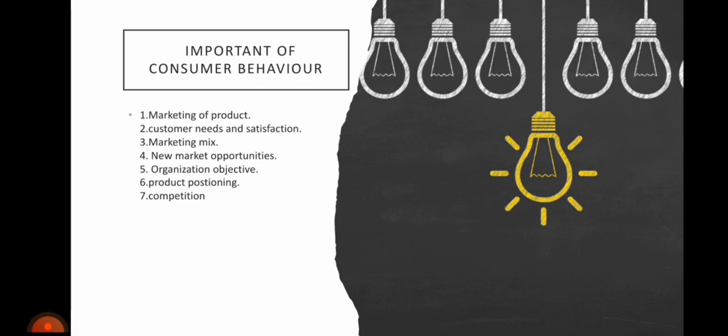Marketing of the product. Marketing of the product is the first importance of consumer behavior. Consumer behavior is very complex because each consumer has a different mind, perceptions, and attitude toward purchase, consumption, and disposal of the product. Understanding the concept of consumer behavior helps to market the product and services successfully in the market.